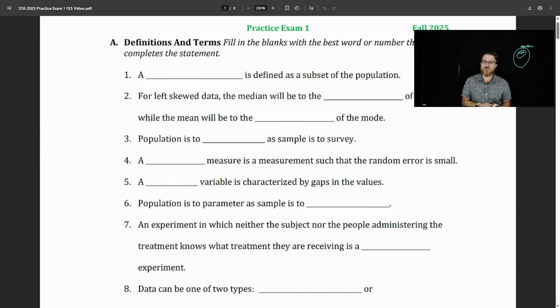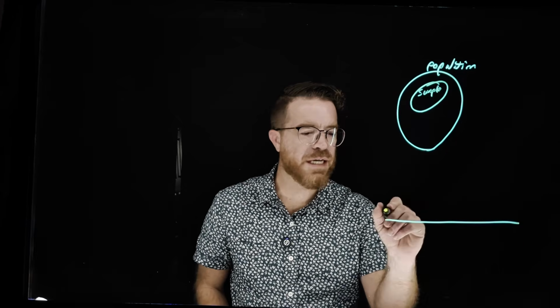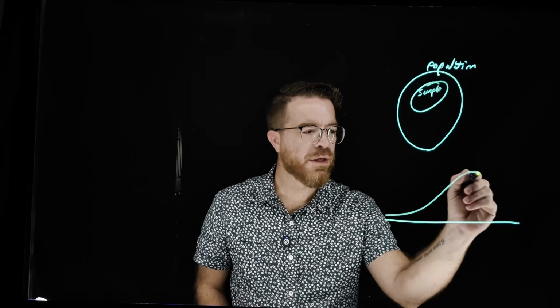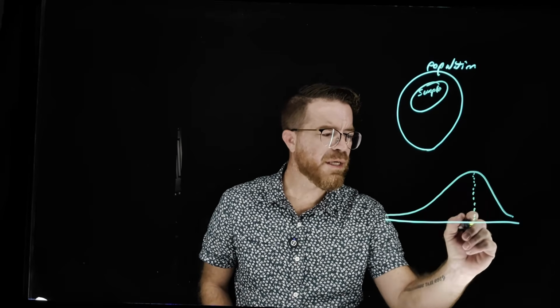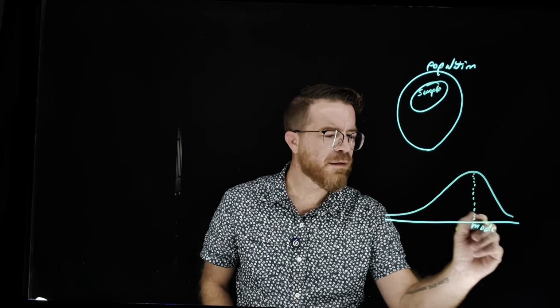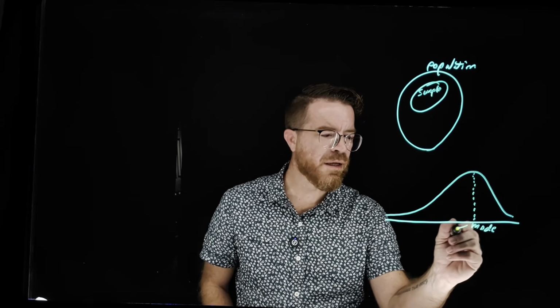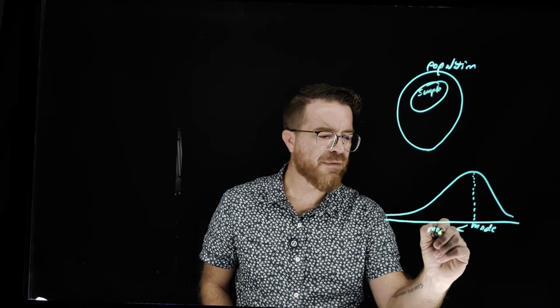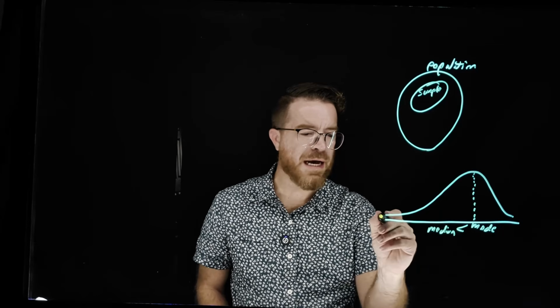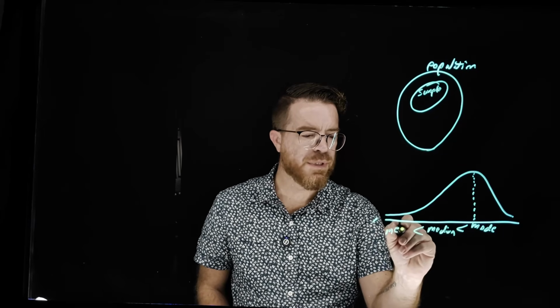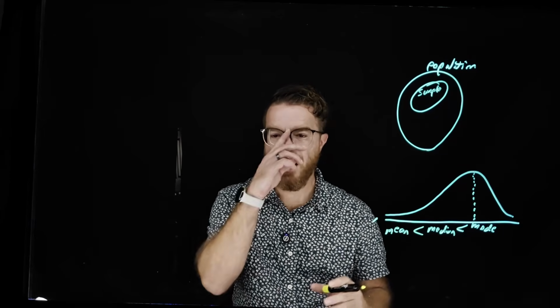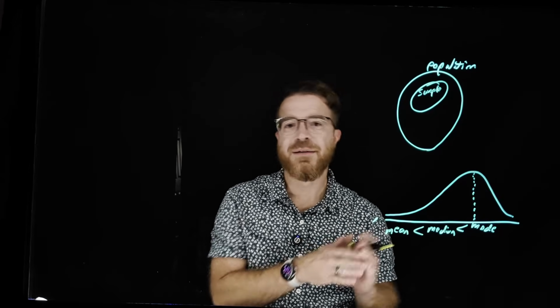Number 2 says that for left skewed data, the median will be to the blank of the mean. So if you remember, left skewed means that our data has a tail going to the left, which if you recall, our mode should be wherever the peak is. And this data being to the left is going to pull our median down to the left a little bit. So we have our median. And then of course, these outliers that are way out here are going to pull our mean even further down. So in this case, our median will be to the right of our mean.